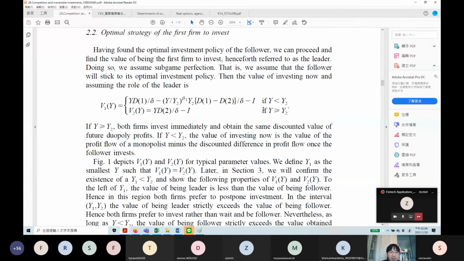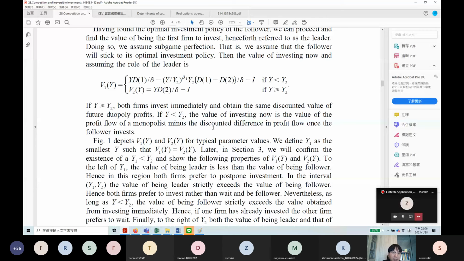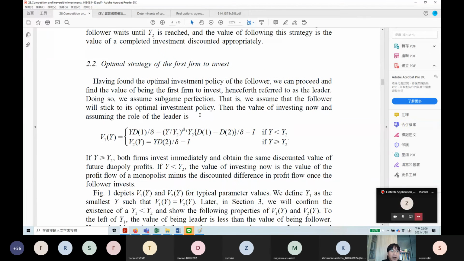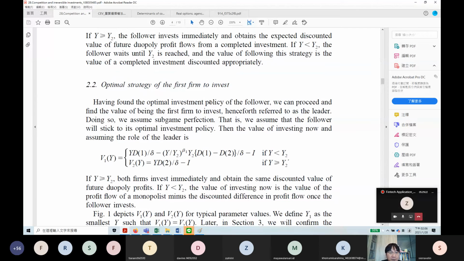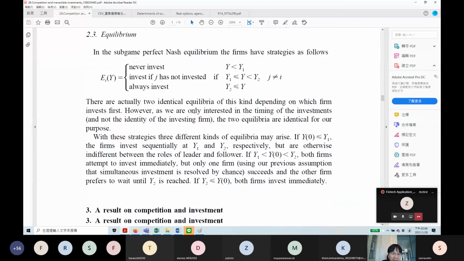So the paper, as I said before, used the real options model combined with game theory to research competition behavior in industry. Okay, you can check it, right?